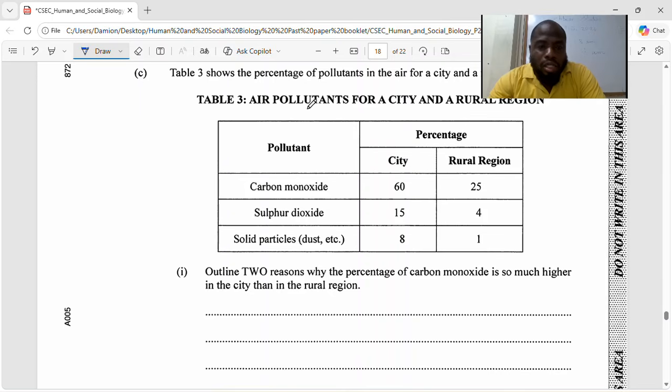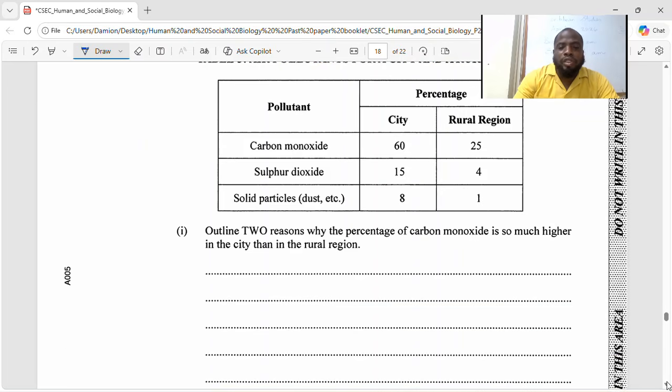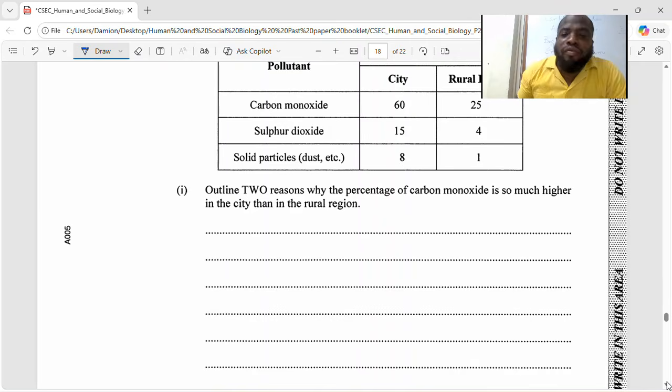It says table 3 shows the percentage of pollutants in the air of a city and a rural region. So we see carbon monoxide 60 in the city, rural 25, sulfur 15, 4, solid particles, dust, etc. 8, 1. Outline 2 reasons why the percentage of carbon monoxide is much higher in the city than in the rural region.